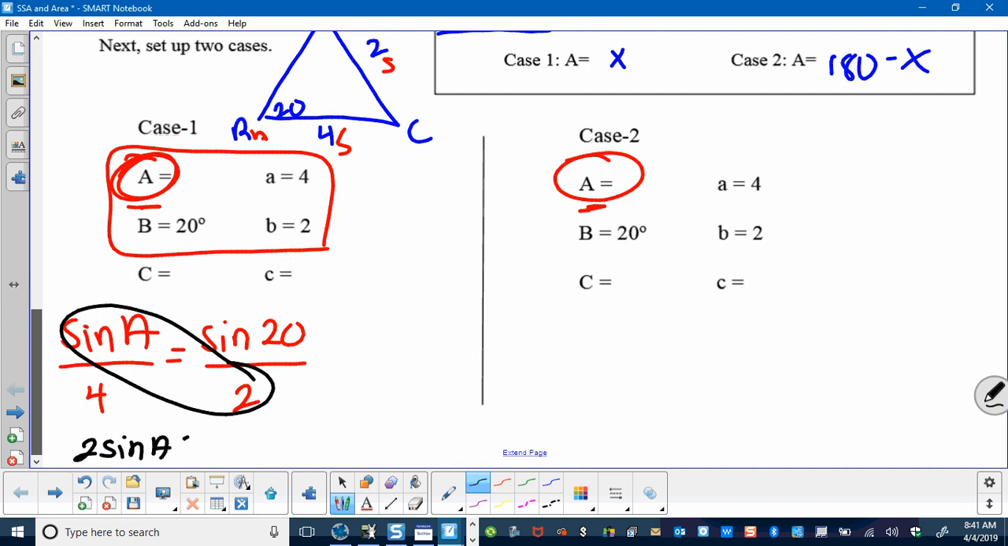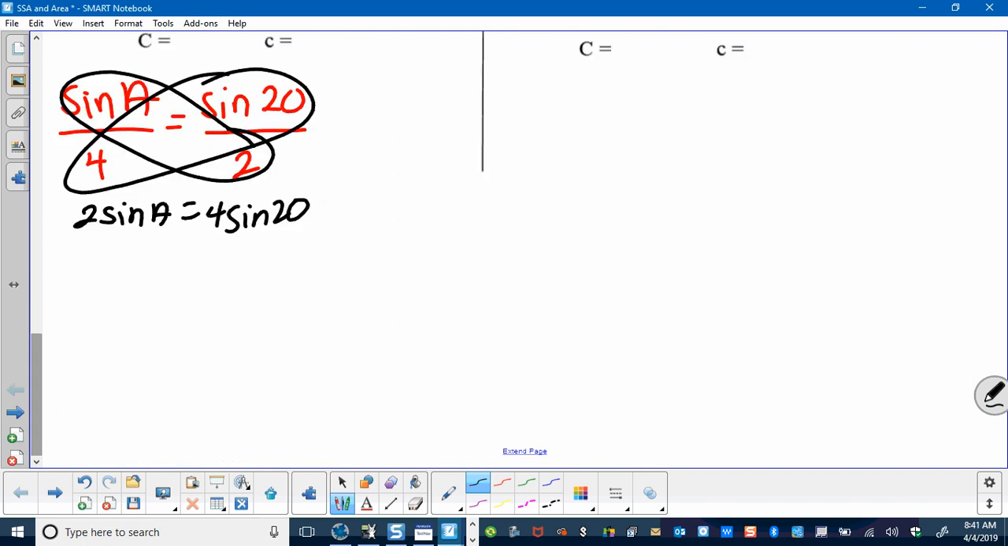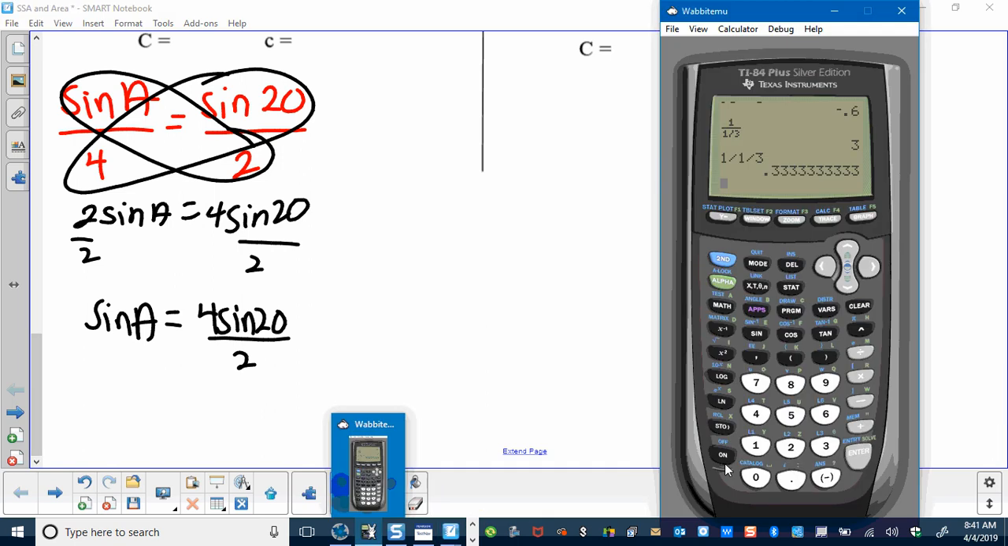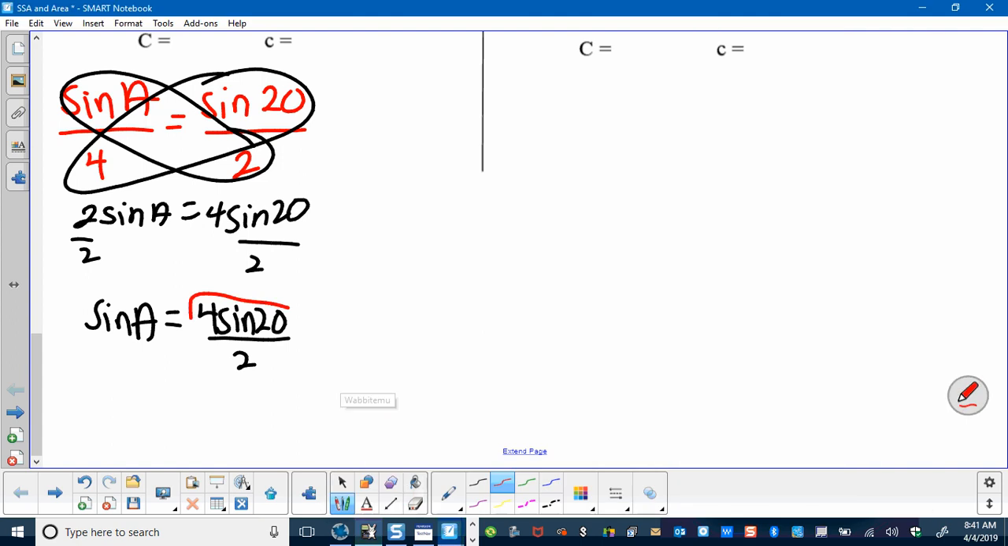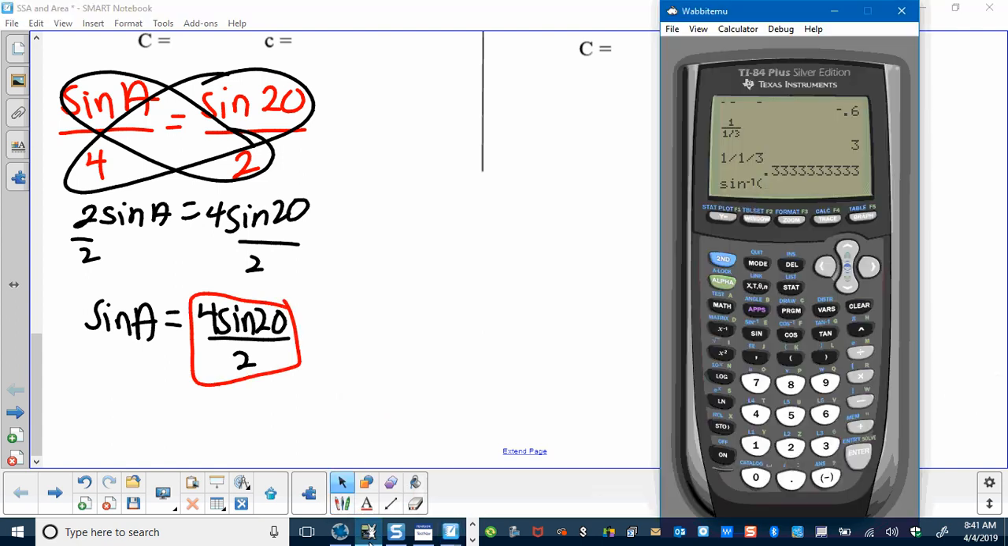2 sine A equals 4 sine 20. Remember, we don't type it till the end. So divide by 2, divide by 2. Whenever you have the word sine without a letter, what do you need to type in your calculator? The correct answer is you need the inverse. So I'm actually going to type second sine and then type that fraction in my calculator.